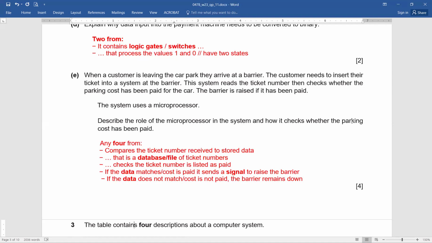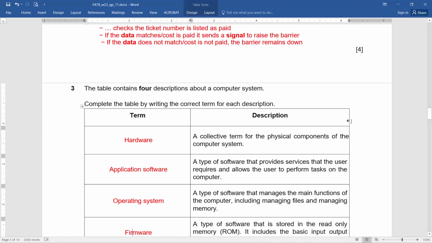If paid, the barrier will be raised. And in case the data shows that it is not paid, it is unpaid, then the barrier remains down. So simple. It's all computer microprocessor based, so definitely that will be done faster.